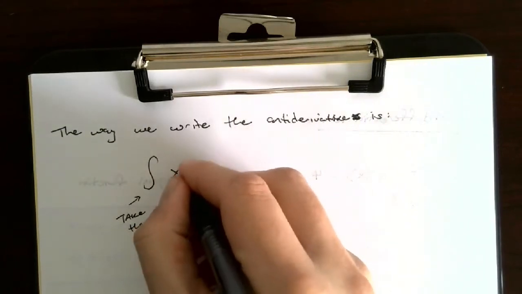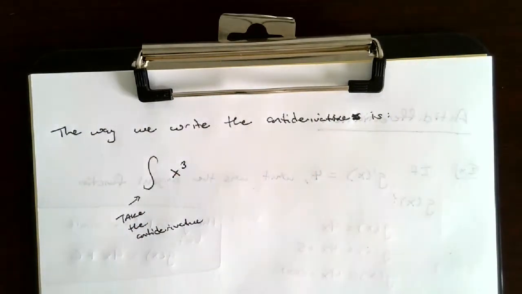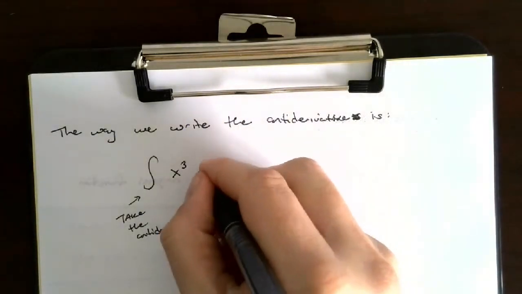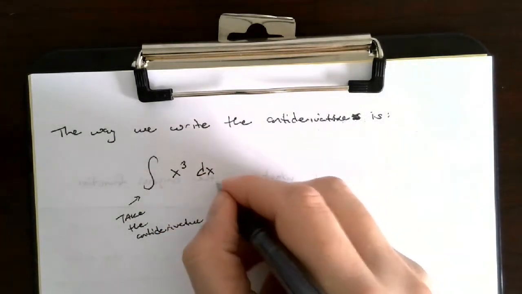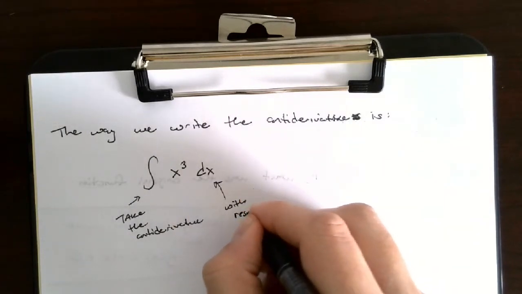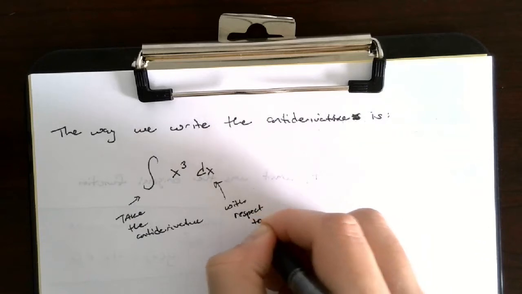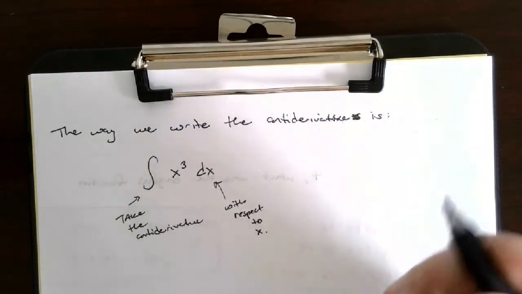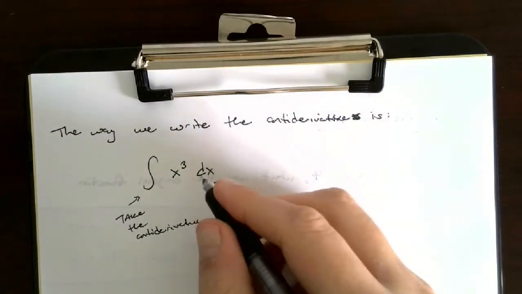So I'll put x to the third, just to go along with the last example. So take the antiderivative of x to the third, and then we write dx here. It'll always be with respect to a variable. So this dx means with respect to x in this case. If it was dy, it'd be with respect to y. If it was dz, it'd be with respect to z. You need this, though. It's giving you instructions.